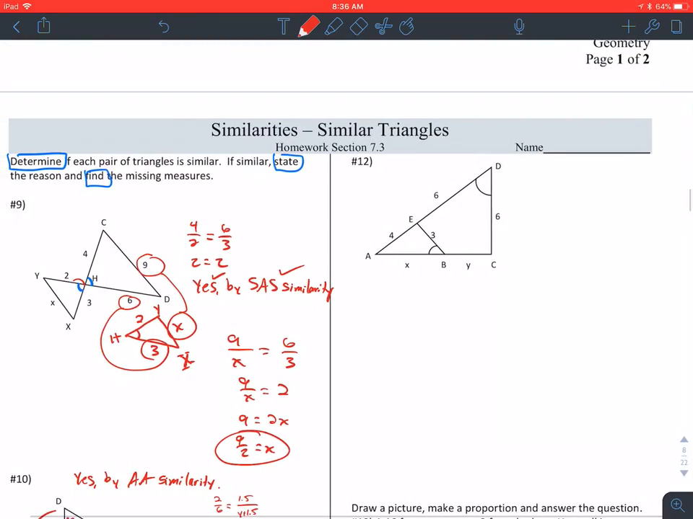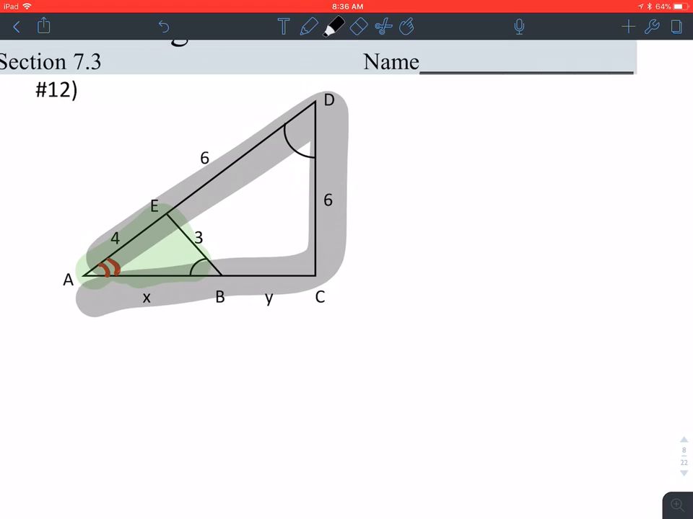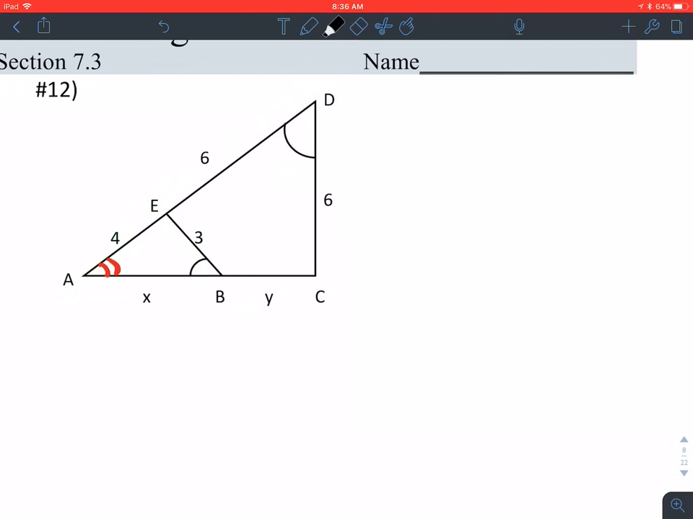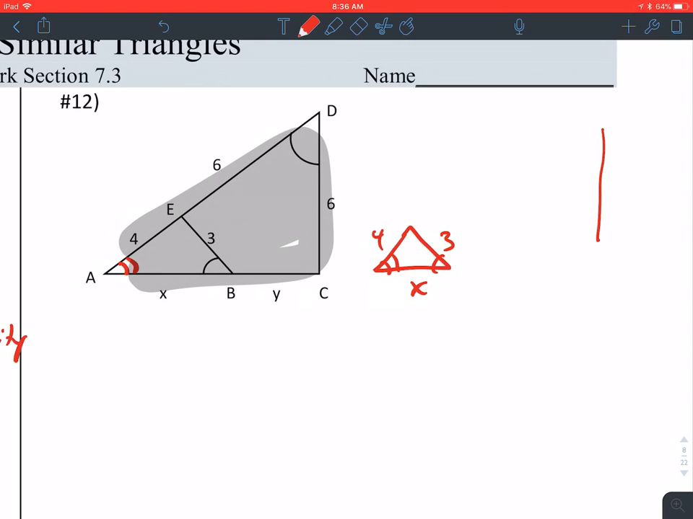Number 12. Now, this definitely needs redrawn. So this angle is the same as itself. That angle is in both this little triangle and it's also in this big triangle. So I'm going to redraw this little triangle. 2 arcs and 1 arc, 3, 4, and x. I'm going to redraw this big triangle so it has the same orientation.